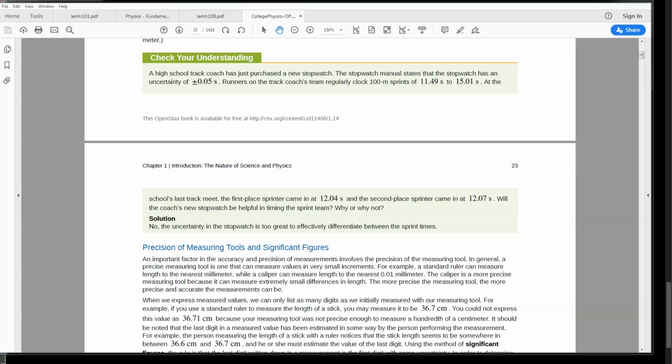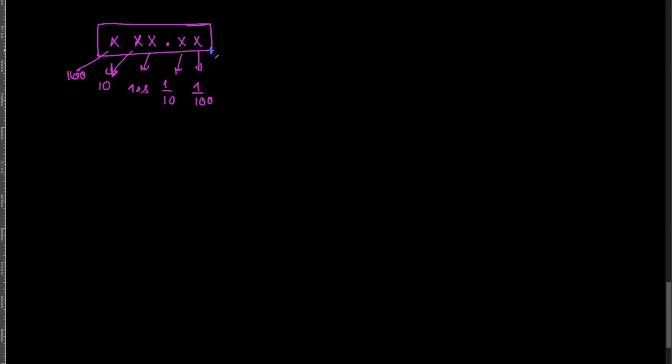So here you can see that the answer, if I assume that, for example, the stopwatch reports time to a hundredth of a second, meaning that it gives you a digit here, a digit here, and a digit here, where this is the hundredths digit, this is the tenths digit, this is the ones digit, and this is the tens digit. So if the stopwatch is reporting the time in this format, then you have plus or minus 0.05 seconds uncertainty there.